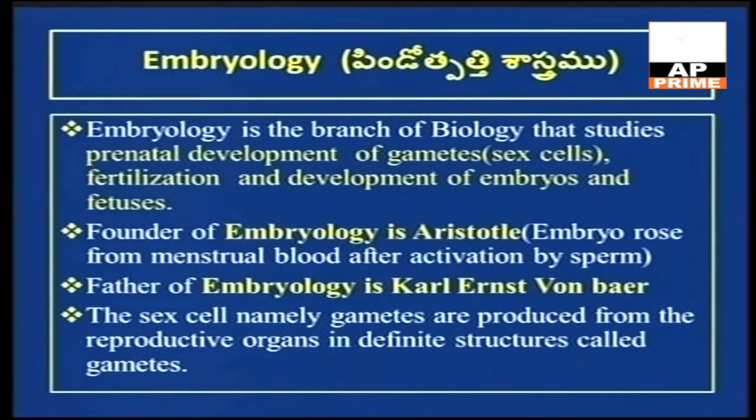The sex cells, namely gametes, are produced from the reproductive organs. The major reproductive organs in the male and female are called the testis and ovary.